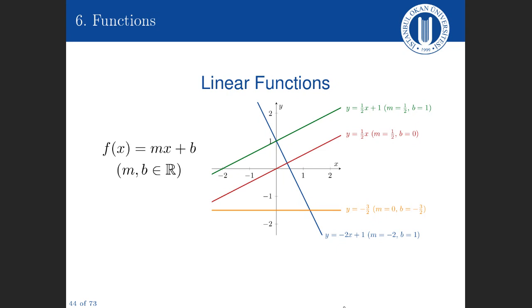And let's continue. I'm going to briefly go through some different types of common functions. First, linear functions. These are the functions where the graphs are straight lines. The formula is of the form mx plus b, where m and b are numbers. For example, the green line is a half x plus 1, the orange line is minus 3 over 2 x, etc.